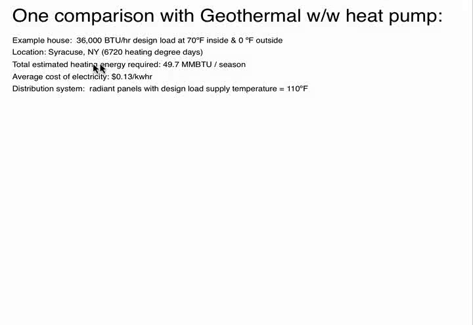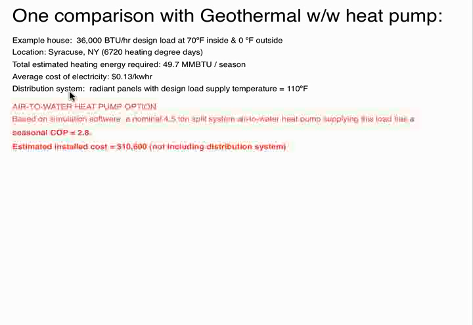Total estimated heating energy is about 50 million BTUs per season. Right now, the cost of electricity in Syracuse averages about 13 cents a kilowatt hour. And let's assume that we're going to set this house up with a low temperature radiant panel, floor panel, perhaps a ceiling panel, that at design load conditions can operate at 110 degree Fahrenheit water temperature.